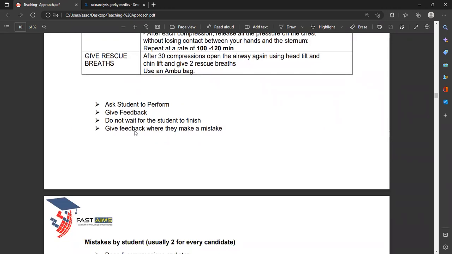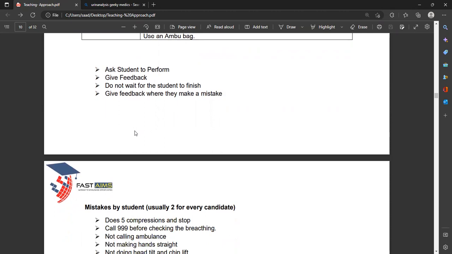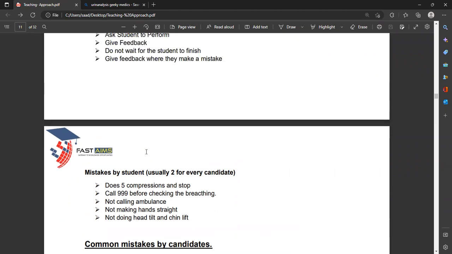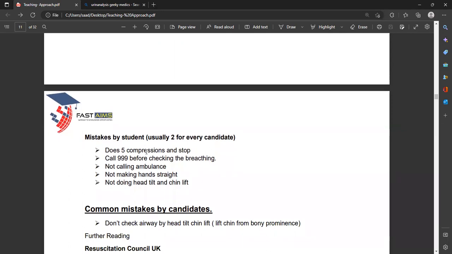And then if it's written that the student performs, then the student might make mistakes like this. I have written these. Usually they make 2 mistakes. They do 5 compressions and then stop, and then start blowing air. So you just stop the student there and ask him to do 30 compressions. After that we will do the breathing part.